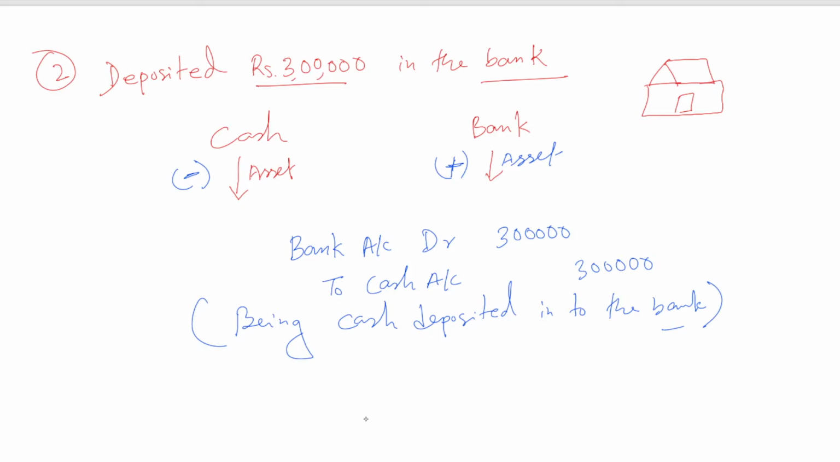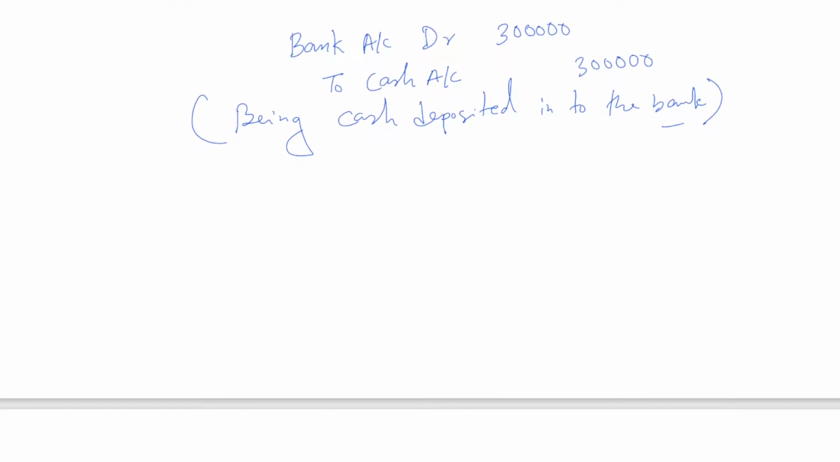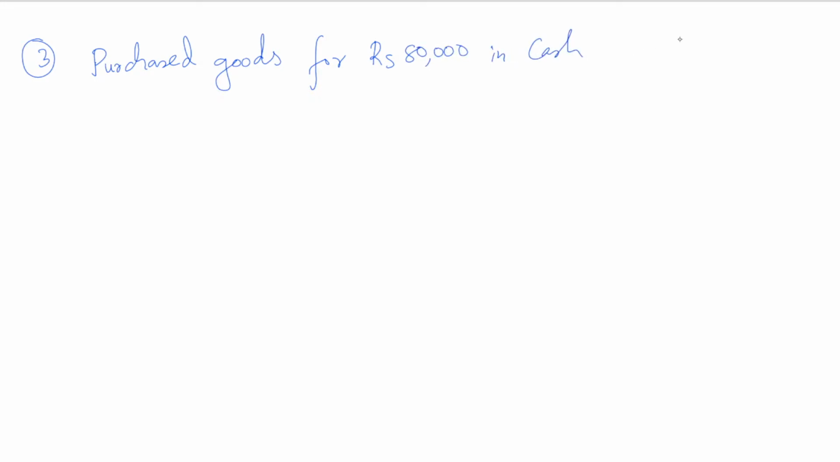Now, we have 5 lakhs. Jitan started business with 5 lakhs, 3 lakhs deposited, 2 lakhs still in hand. So we can expect that he will make some purchase now, right? So we are purchasing goods for rupees 80,000 in cash. What will be the general entry, please?